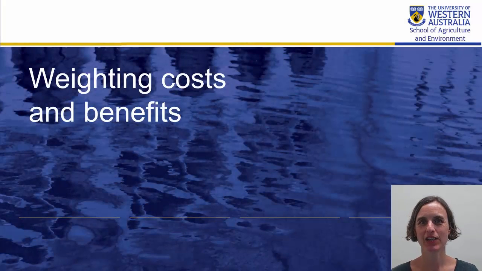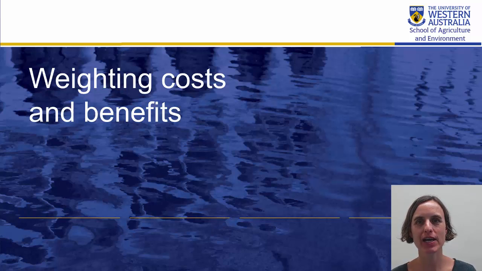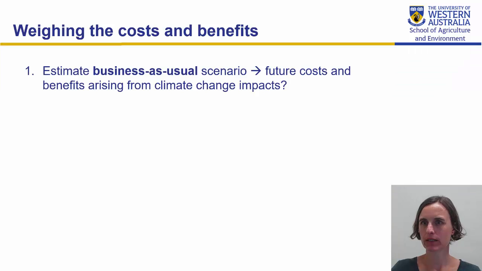Right. So now that we've talked about the costs and benefits of climate change actions, let's look at how we're going to weigh those two up in a cost-benefit analysis. There are several steps. It's essentially quite simple. What you first do is estimate a business as usual scenario. What's going to happen if we don't undertake any action? If we do nothing, what are going to be the future costs and benefits?